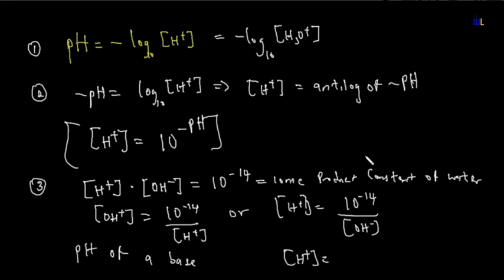Okay, the fourth thing we need to take note of. Okay, let me take this out. If pH is greater than 7, alkalinity.